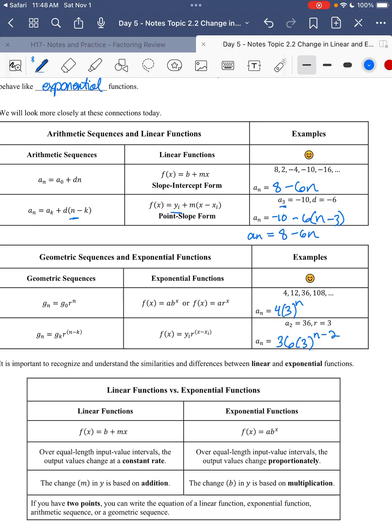So realize that you can change this. You can separate it. You don't have to, but if you want to, this 3 to the n minus 2 can separate into 3 to the n times 3 to the negative 2.